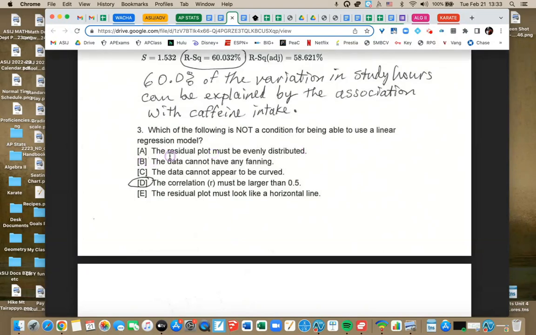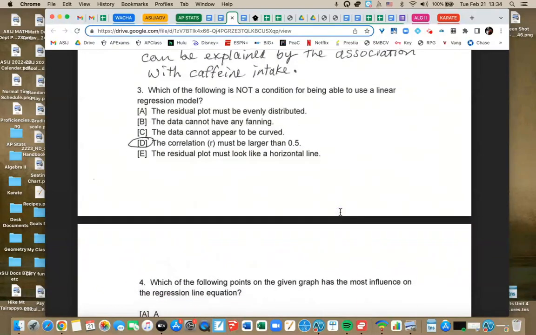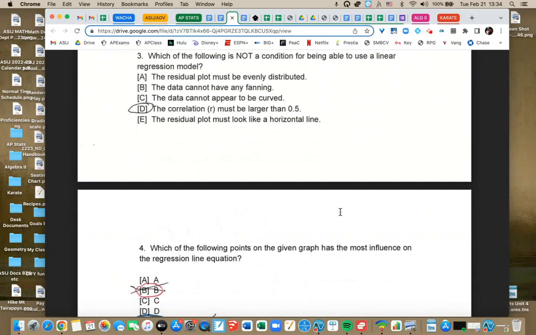The residual plot always has to be evenly distributed. That kind of shows you that your data is linear. There can't be any fanning. There's reasons for that when we get to inference. I'll explain that later. We want it to be consistent throughout. It can't be curved, and so on. The residual plot must look like that. All those are kind of saying the same thing. But we don't really care what R is. If R is big or small or whatever, you can still do the regression.